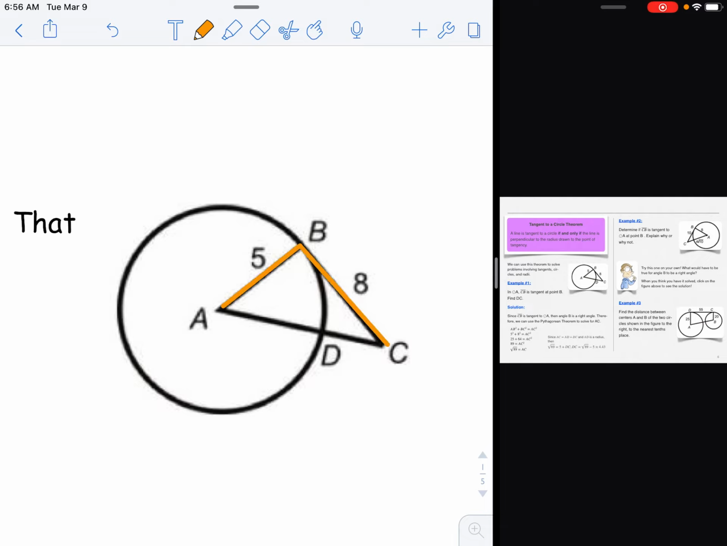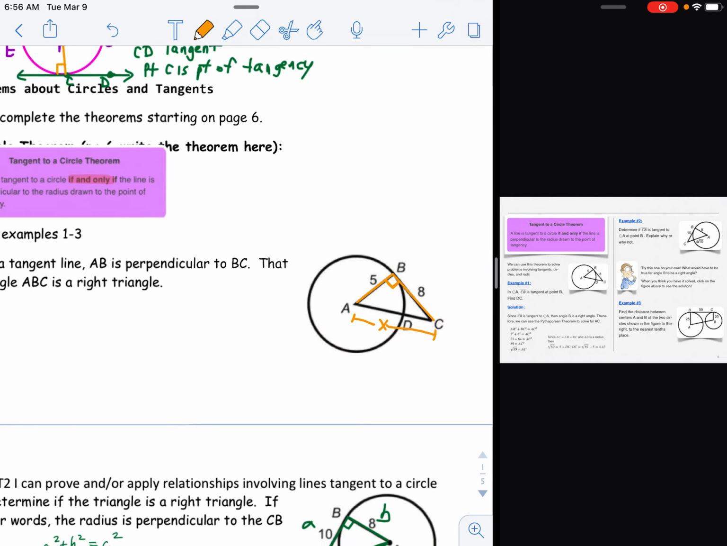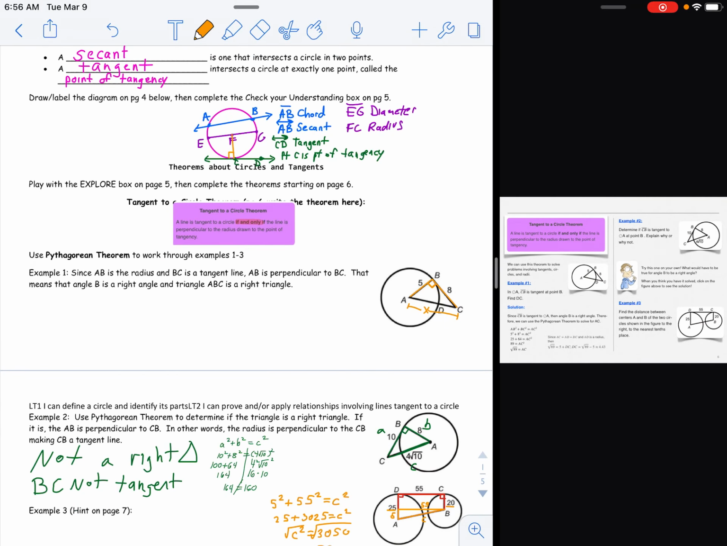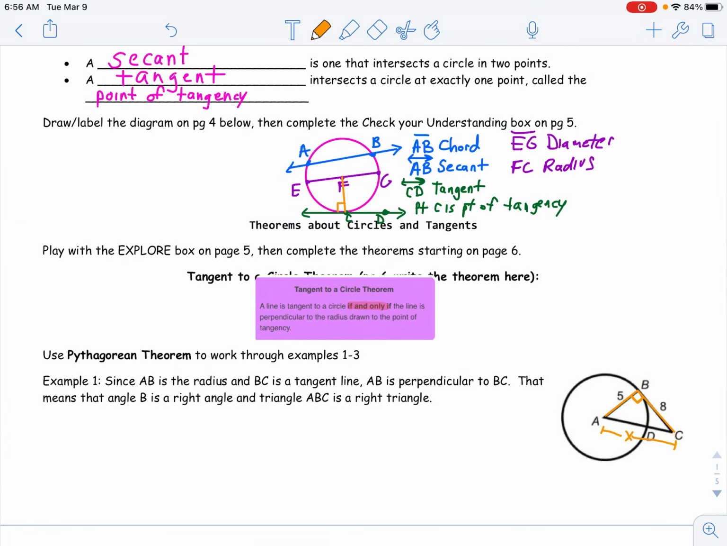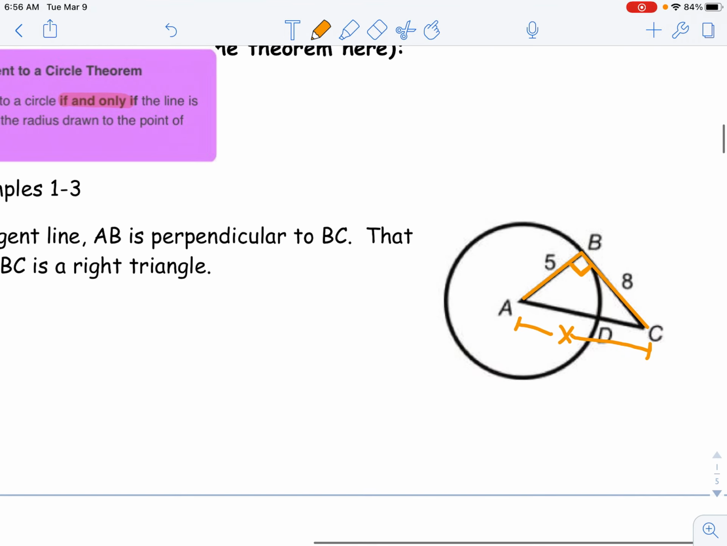So we got this triangle right here. It's asking, is BC a tangent line? Well, only if that's perpendicular. We want to solve for DC right here, but let's go ahead and solve for AC first. The goal is to solve for DC, but we're going to solve for the whole thing first.